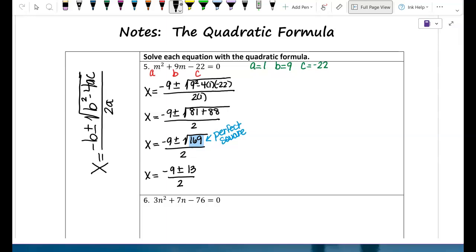Now, at this point, this is where we have to separate it out. We have that plus and minus. That plus and minus tells us one time we're going to solve it with plus 13, one time we're going to solve it with minus 13. So we're going to have x equals negative 9 plus 13 divided by 2, and x equals negative 9 minus 13 divided by 2.